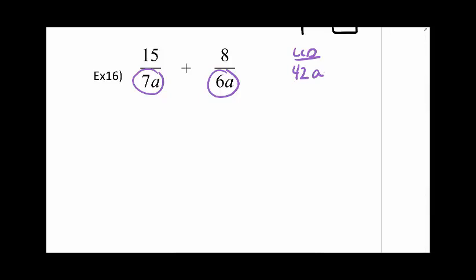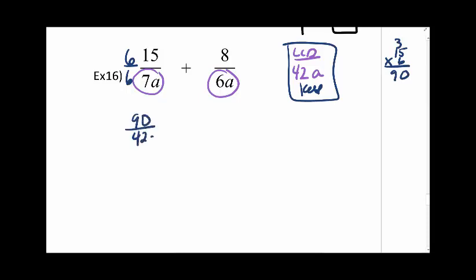Remember, we take the biggest amount that happens in one of them. But my goal is to make them match. The A has to be included. It already matches. So my goal is to get 42A. So I'm going to multiply the first rational expression by 6 over 6. Again, you can use your calculator to multiply this out. 15 times 6 gives me 30. That will give me 90. So 90 over 42A. Second rational expression, I'm going to multiply by 7, numerator and denominator. That gives me 56 over 42A.